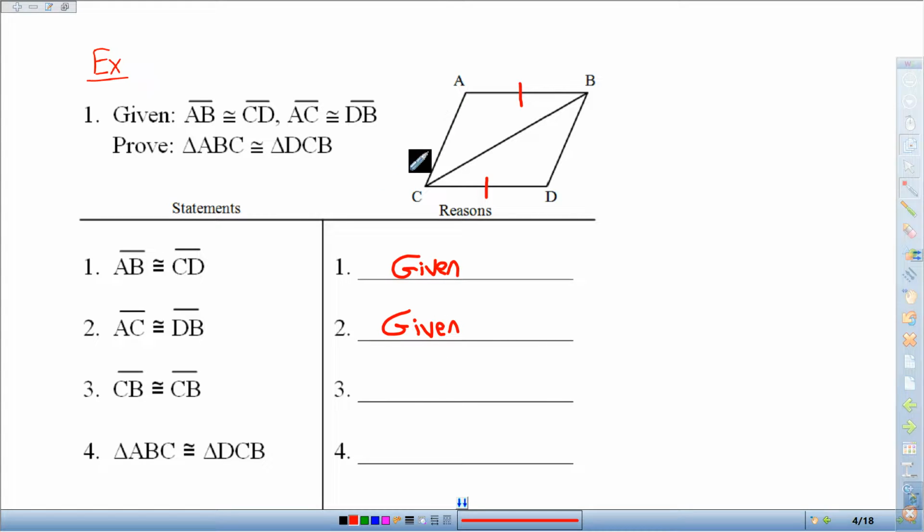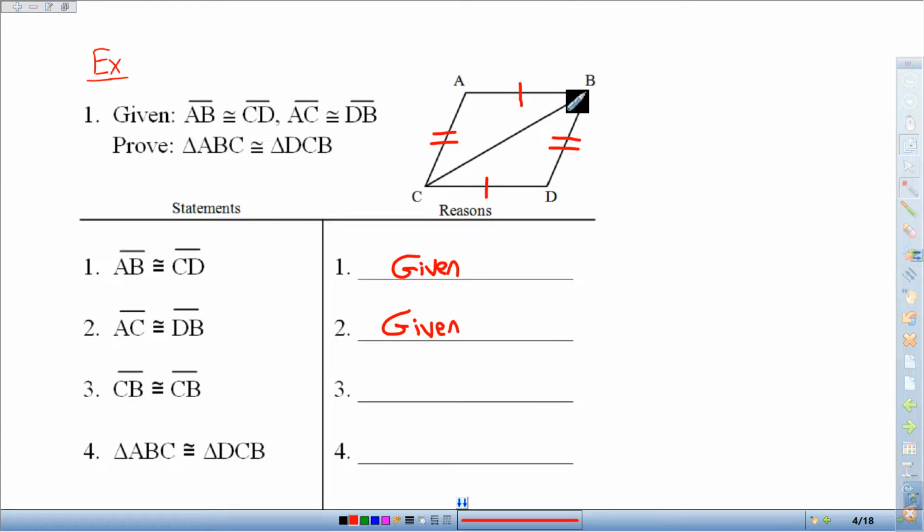Up here, let's show that segment AC is congruent to segment DB. As far as given information, that's all they tell us. The rest of this we need to find on our own. So I'm looking at these triangles, and I have two pieces of information. I need one more missing piece of information.